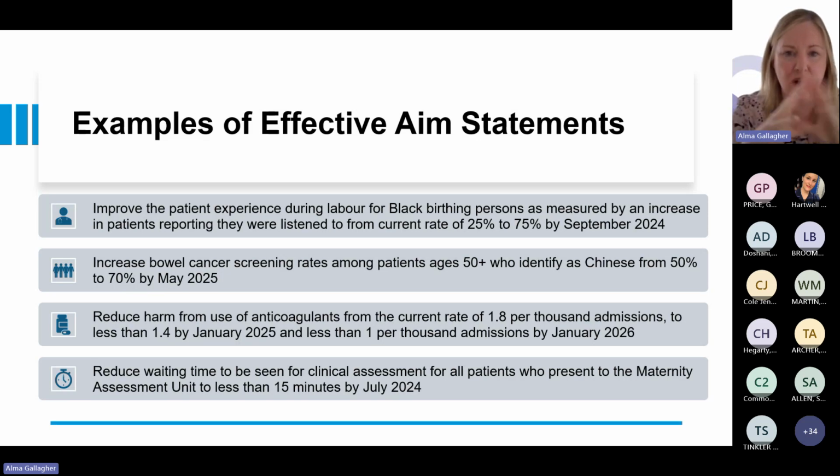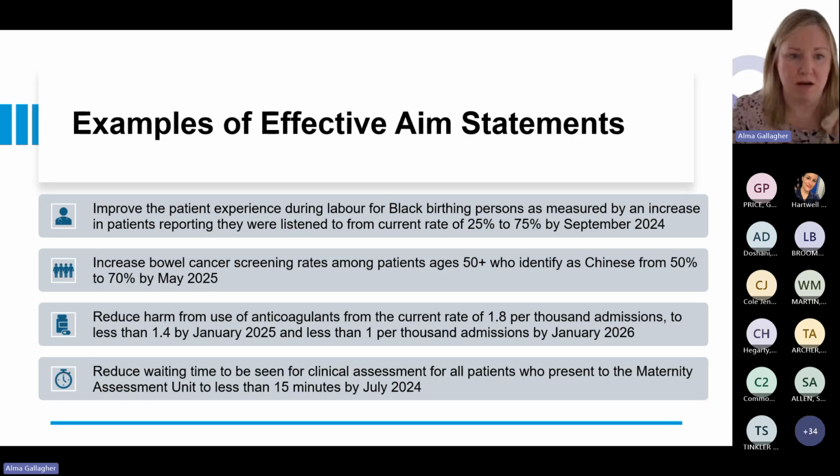So that's setting out your high aim, the overall aim or goal of your project. Similarly here, you want to increase bowel cancer screening rates amongst patients aged 50 plus who identify as Chinese. So that's really explicit. That's a clear population. And you want to improve that from 50% to 70% by May 2025.